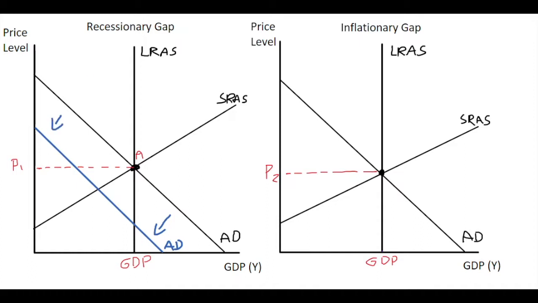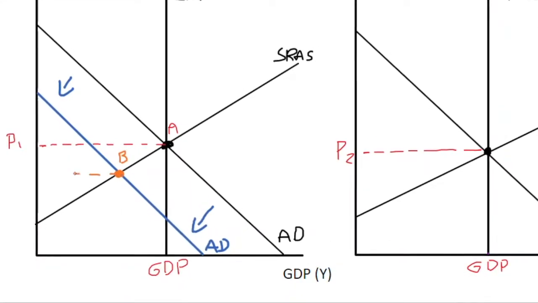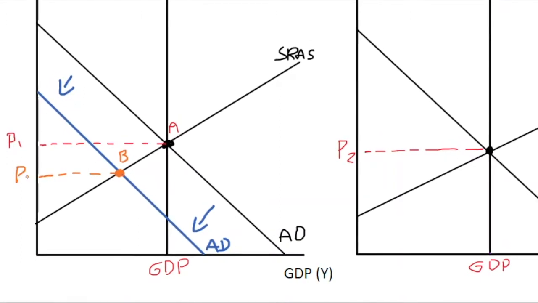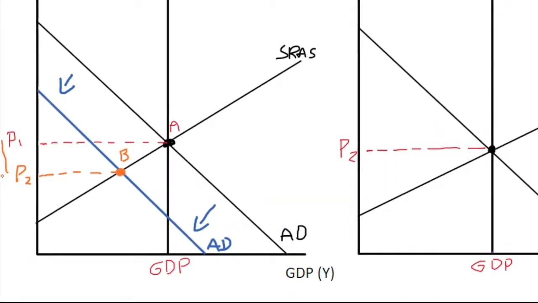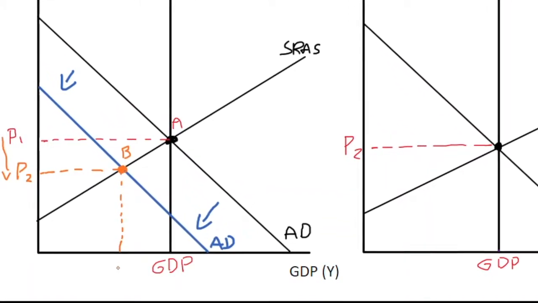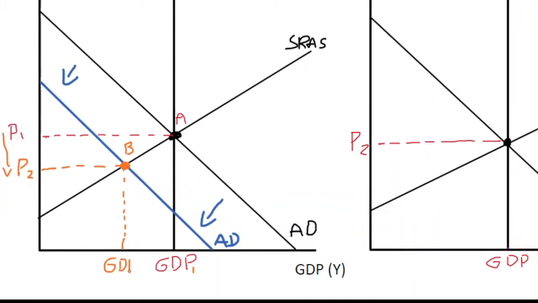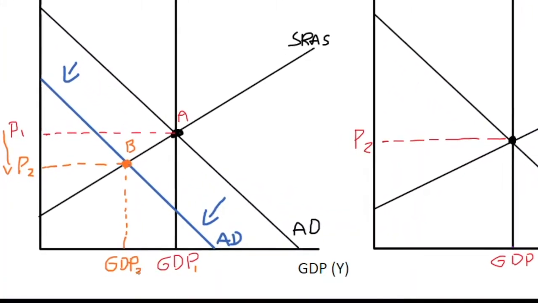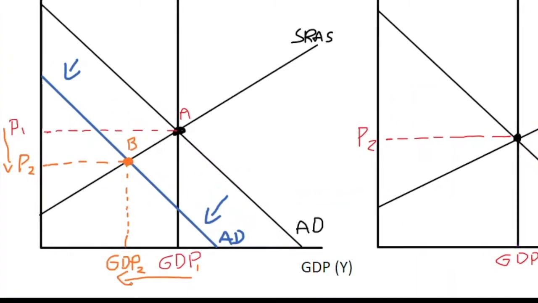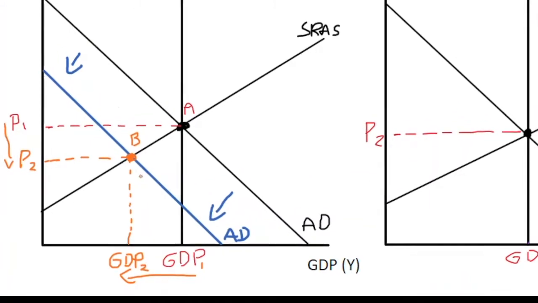And what this does in terms of our model is it gives us a new short-run equilibrium point over here at point B, which shows us that the price level reduces under these recessionary type conditions, and also the level of output, GDP, reduces as well. So GDP goes from GDP 1 down to GDP 2. So we have our classic recession of falling prices and GDP falling as well.